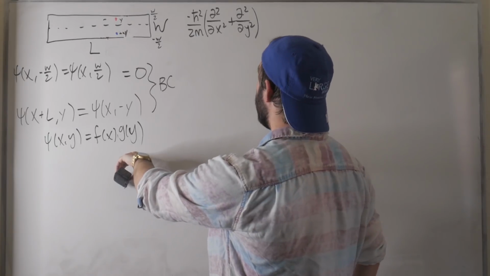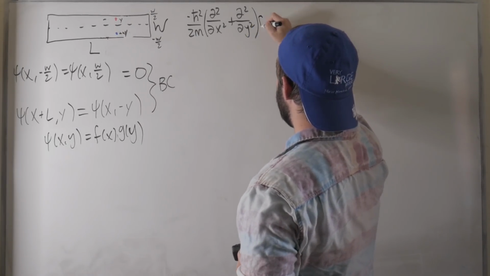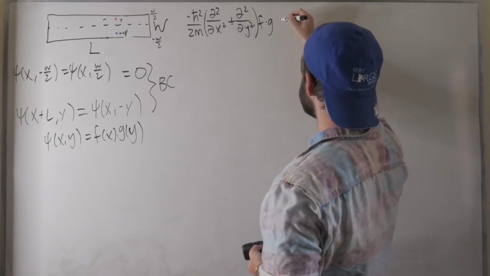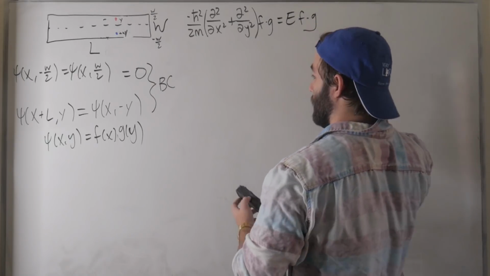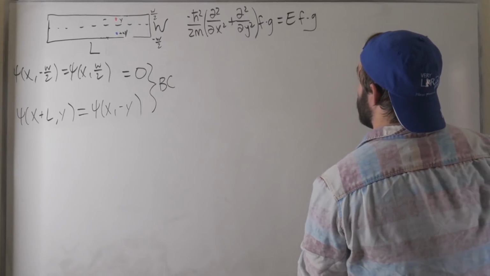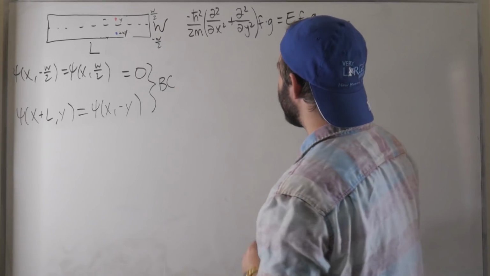So we will assume that the wave function is just the product of a function of x and a function of y. So instead of writing psi of x, y here, we're just going to write f times g, where f depends on x and g depends on y. And this will be equal to the energy times f times g. Okay, I'm going to erase this.